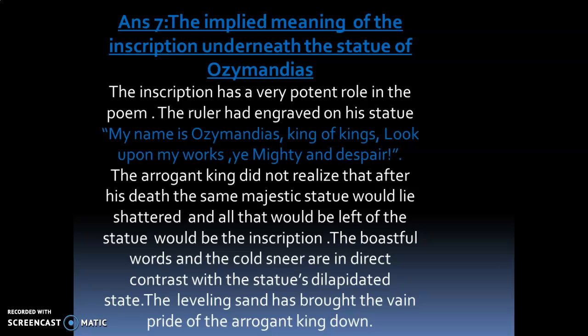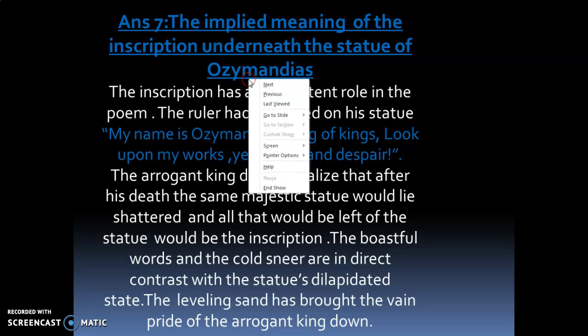The implied meaning of the inscription underneath the statue of Ozymandias. The inscription has a very important role in the poem. The ruler had engraved on his statue, "My name is Ozymandias, king of kings." The arrogant king did not realize that after his death, the same majestic statue would lie shattered, and all that would be left of the statue would be the inscription. The boastful words and the cold sneer are in direct contrast with the statue's dilapidated state. The leveling sand has brought the vain pride of the arrogant king down.